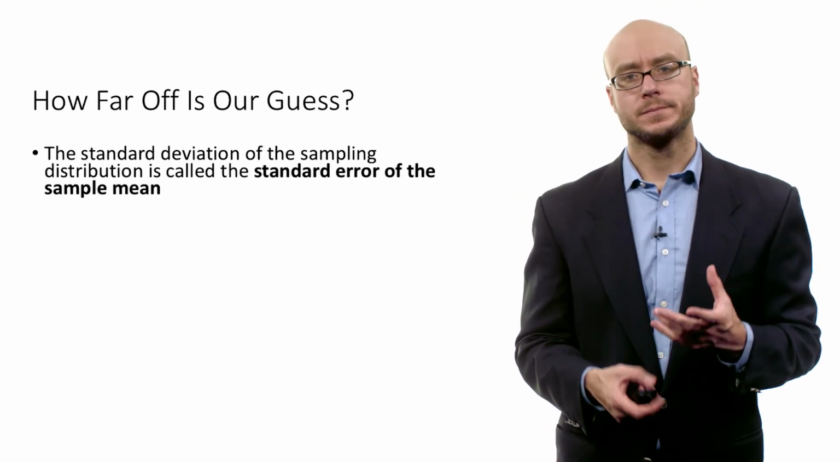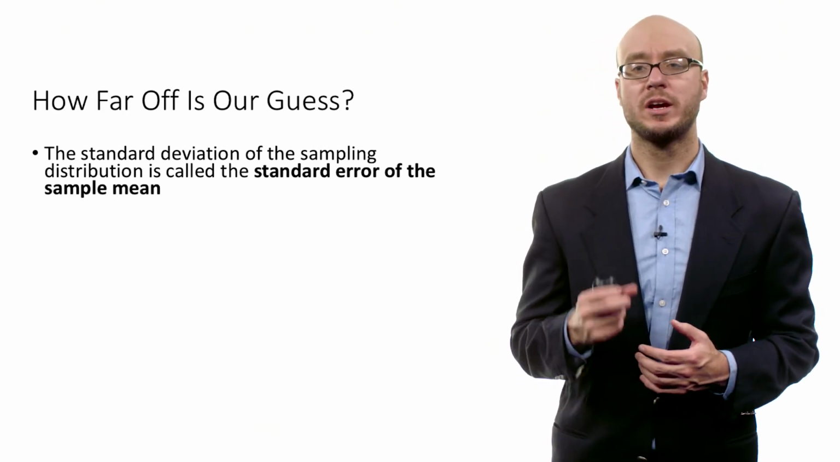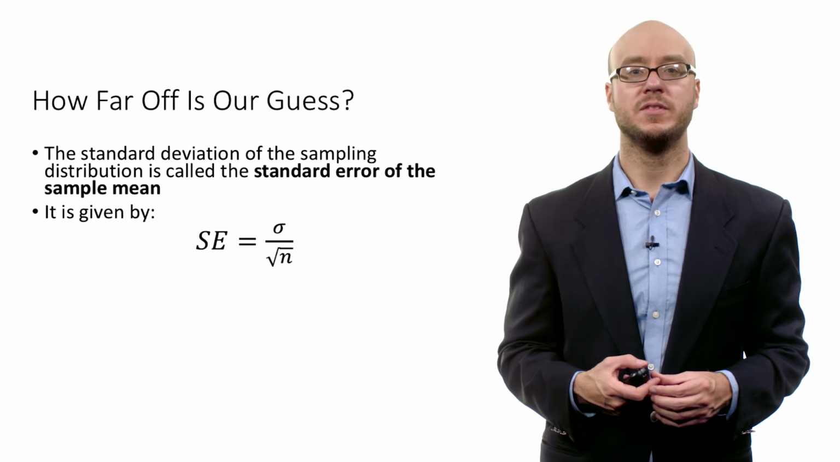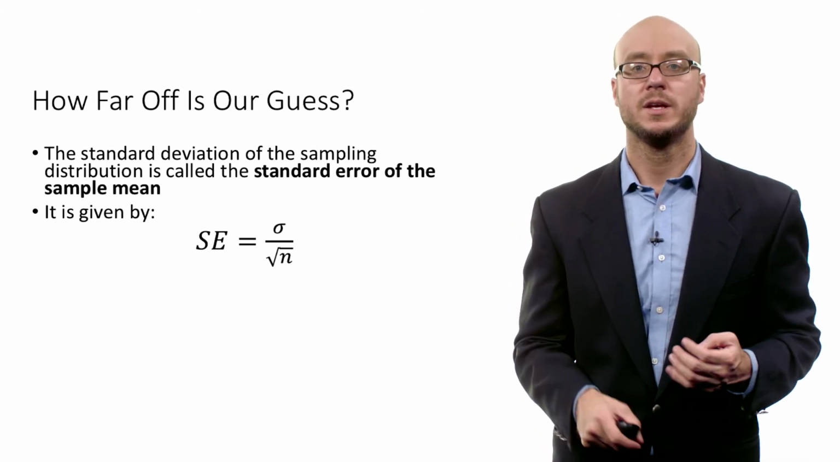Well, the standard deviation of the sampling distribution, we call that the standard error of the sample mean. This is given by this formula. The standard error equals the population standard deviation divided by the square root of our sample size. If you note, the larger the sample size, the smaller the standard error of the sample mean will be, and then there will be a smaller spread of the sampling distribution.